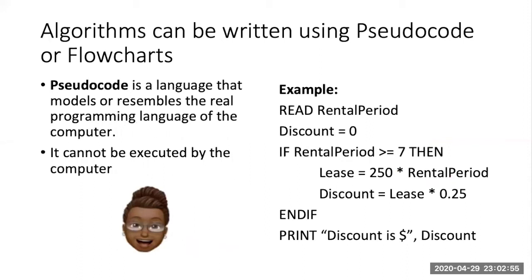Algorithms can be written using pseudocode or flowcharts. Pseudocode, as the name implies, pseudo meaning false, code. So it's not the real code. It resembles the real code or resembles the real programming language of the computer. It cannot be executed by the computer. On the right there, you will see an example of pseudocode.